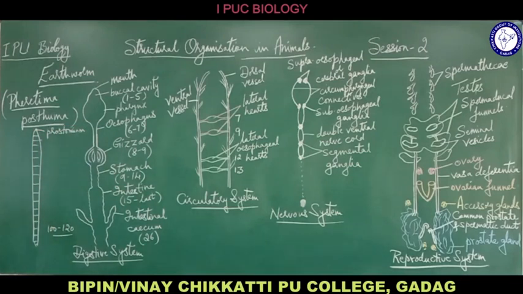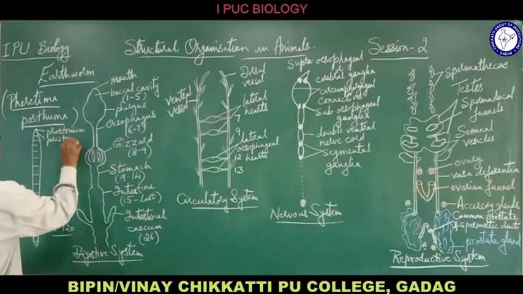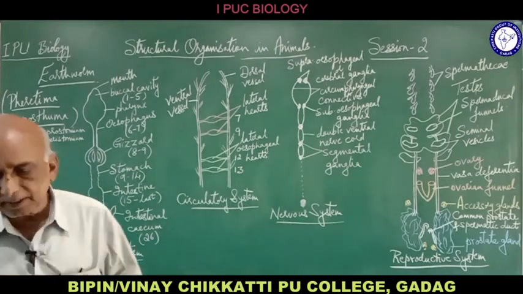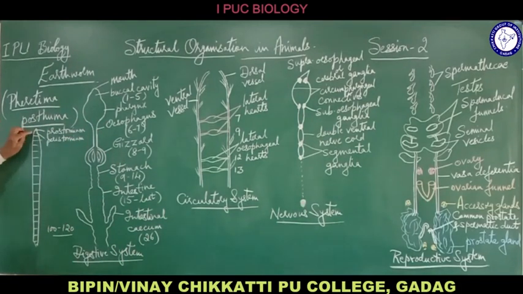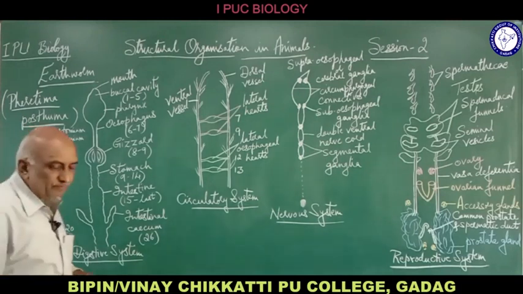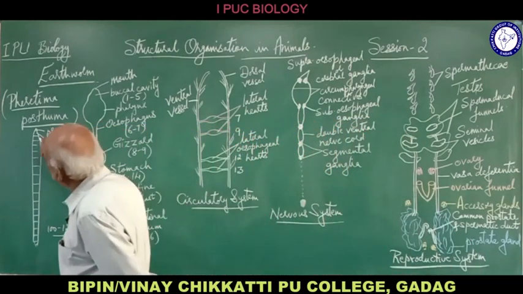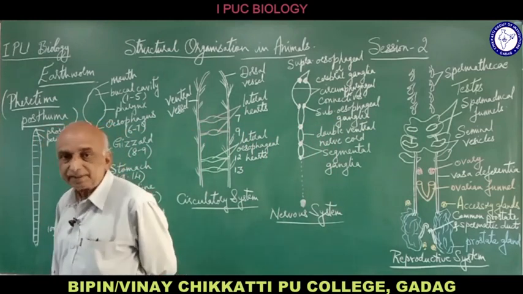And the last segment is called the peristomium. So this first segment is called the peristomium. In the segments here, we find these things. At the first, there is a wedge-shaped region. The segment which has the mouth, that region is called the prostomium. And the first segment is called the peristomium. And like that, there are 100 or 120 segments.